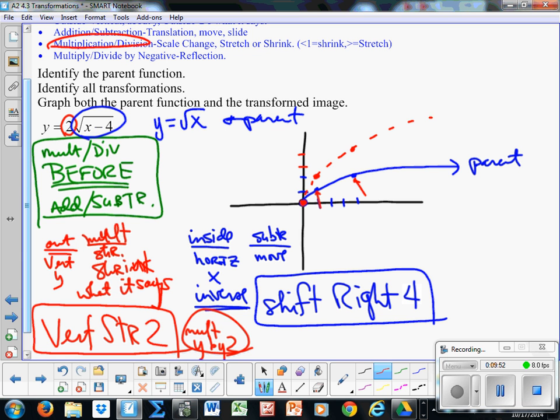Now, what I'm going to do is graph this dotted, because this is after the vertical stretch of 2, but I haven't done the move yet. I haven't made the switch yet to where it needs to land. Okay, so now I'm going to shift it right 4.